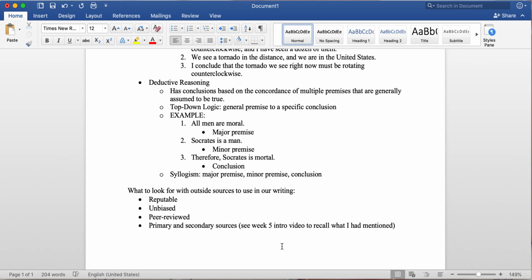What we're looking for in our sources is evidence from a reputable, unbiased, and peer-reviewed outside source, and we also need to use primary and secondary sources. I mentioned this in my week 5 intro video, if you recall me saying that, and talked a little about it there too.